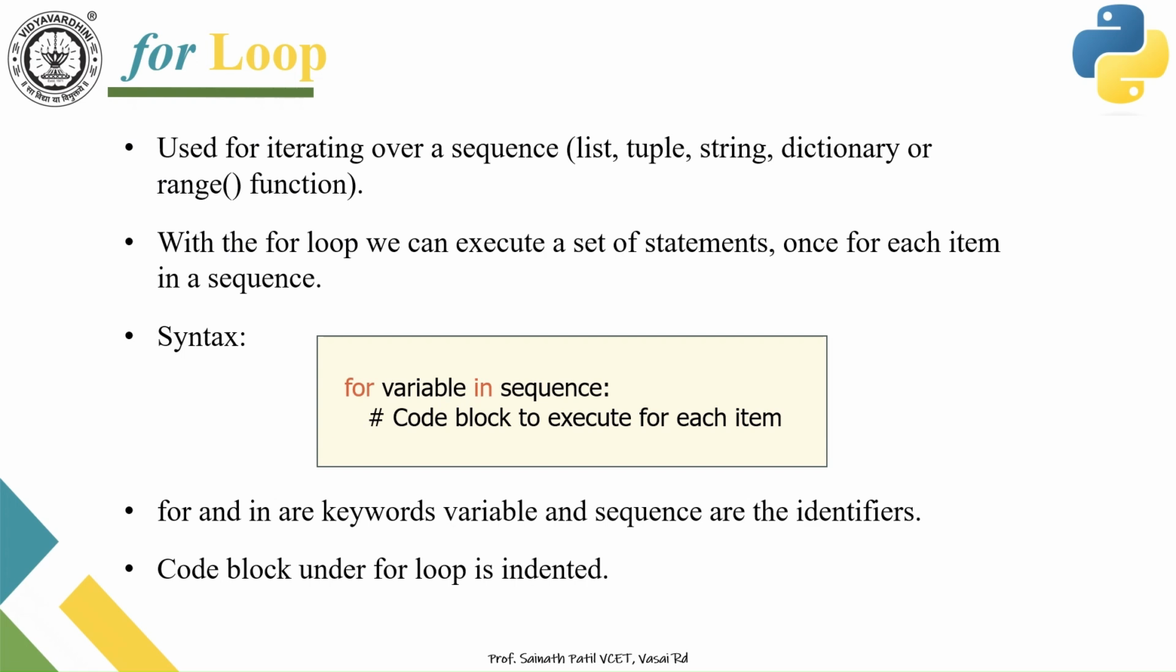For example, here it is in syntax: keyword for, variable, in, sequence, and code block under it. So for and in are the keywords, and variable and sequence are identifiers used by the user. Code block under for loop is indented. So all the statements that come under for loop must be indented.